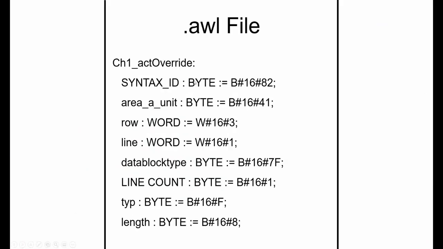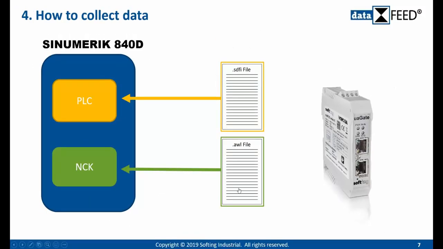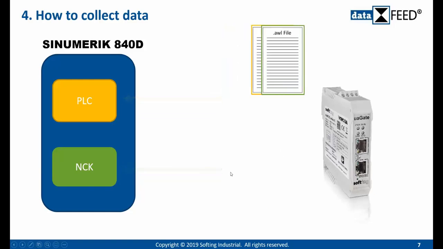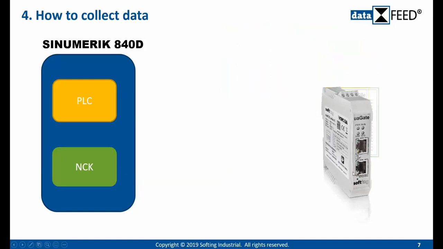And if we take a closer look at the AWL file, you will see that the syntax is much different, a bit complicated, but there are tools that manage that for you. So for example, channel 1 has an actual override, and the syntax is like, you have an area and a unit, a row, a line, data block type, and so on. Just so that you have an impression of what it looks like. So we need both files to address both parts, and these files are different, and once we have created the files, we just have to import them into the UA gate, and that's it.